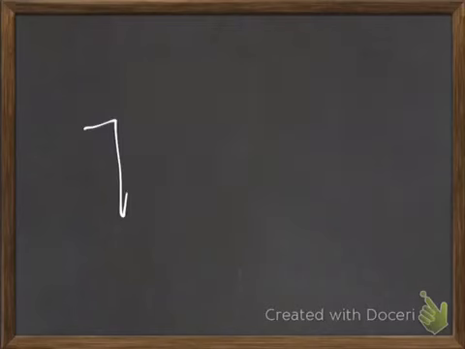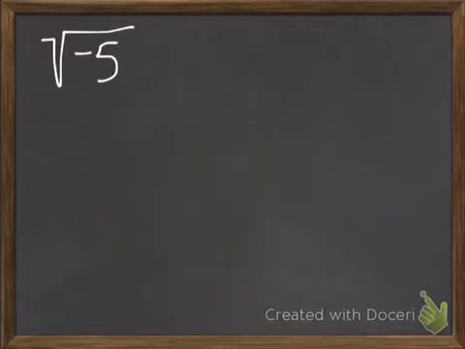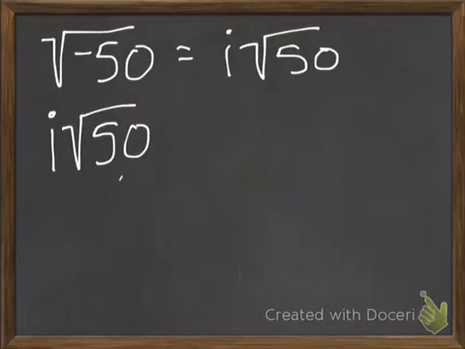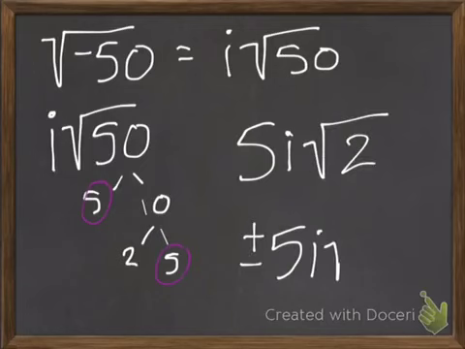Now you try. Go ahead and pause the video and try radical -50. Now, radical -50 equals I radical 50. I radical 50 simplifies down to 5I radical 2. And your final answer should have been plus or minus 5I radical 2.